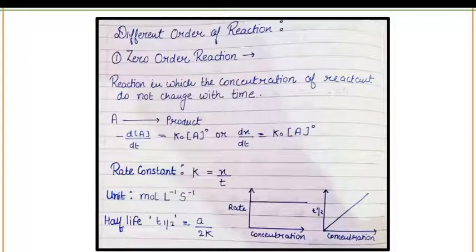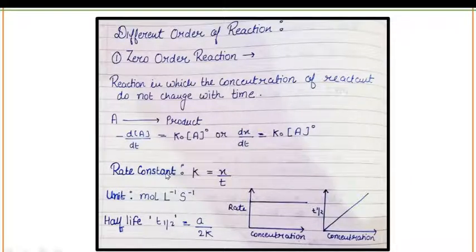In the case of a zero order reaction, the concentration of reactant does not change with time. For example, if A is converted into product, then -d[A]/dt is equal to k0[A]. What is A? A is your concentration. And -d[A]/dt is the rate of reaction of A. So you can also write it like this: dx/dt, where x represents the reactant concentration, is equal to k0[A]. So this is your rate law.